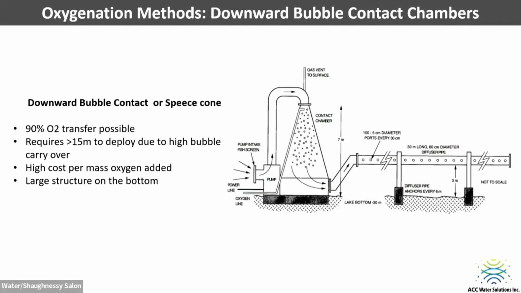This is one of the more common oxygenation techniques out there. It is a species cone. A species cone is where we draw the water from the bottom of the water body. We flow the water down through the system. We bubble oxygen up at the same time. And if you match the flow rates right, those bubbles will never go all the way up. They will fully dissolve before they go out. And then the fully saturated oxygen flows out the bottom, and you can put it wherever you want in the water body. And there's a bunch of different models in these.